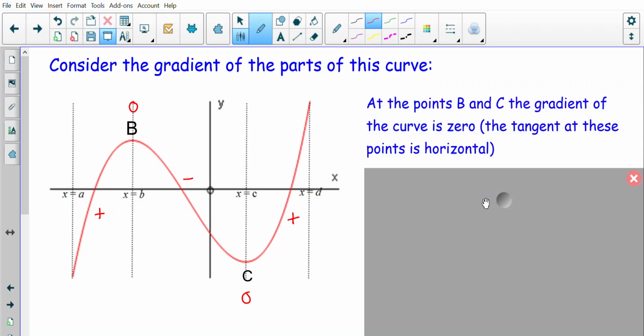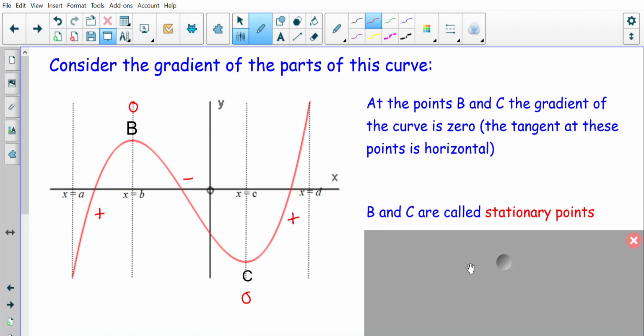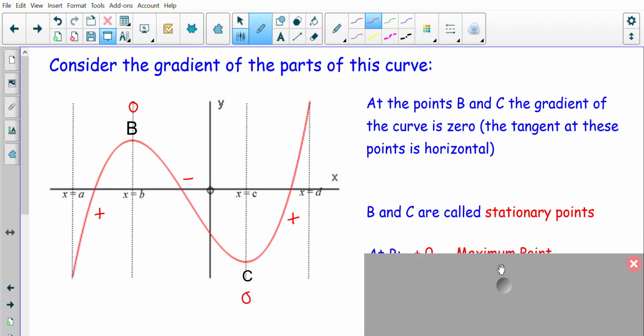So at the points B and C, the gradient is 0 because the tangent at these points is horizontal. We therefore call these points B and C stationary points because the function isn't increasing or decreasing at this point, but it is staying stationary.